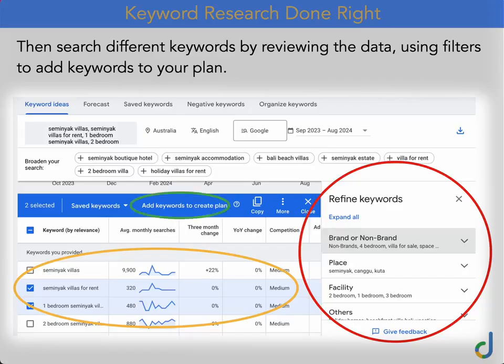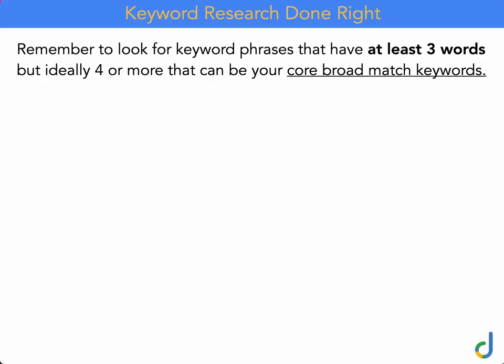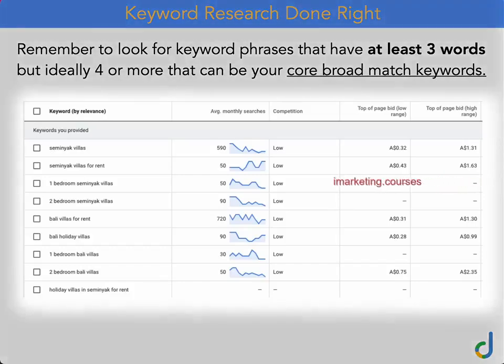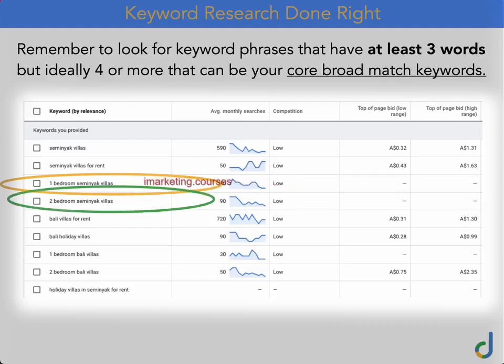And then what you want to do is, once you've selected your keywords, you go through and click on the blue little tick boxes, and you add keywords to create your plan. Once again, remember to look for keyword phrases that have at least 3 keywords, but ideally 4 or more, that can be your core broad match keywords. So what I've got through here is I've gone through and had a look at these keywords, and I'm choosing these as my broad match keywords. Now, there are some other ones that we could use in here, holiday villas for rent in Seminyak down the bottom, but the reason why I didn't select it is because there just wasn't as much data.